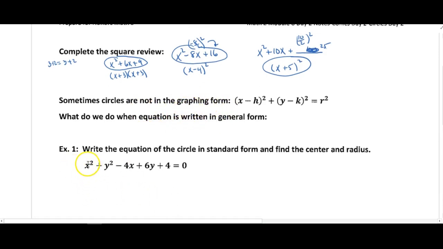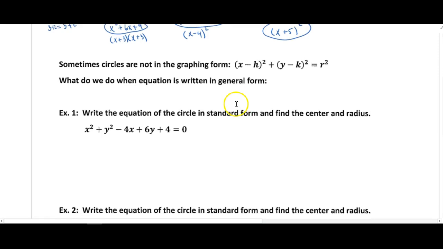If you look at example 1 here, this equation is not written in standard form. So how do we do this? Well, we're going to talk about it through an example. The first thing we want to do when we rewrite this in standard form is group all the x's together and all the y's. So we're going to do x squared, then minus 4x. And we know we're going to complete the square here, so we're going to add something right away. Then I'm going to do plus y squared plus 6y. I know I'm going to complete the square here, and I'm going to have to add something.